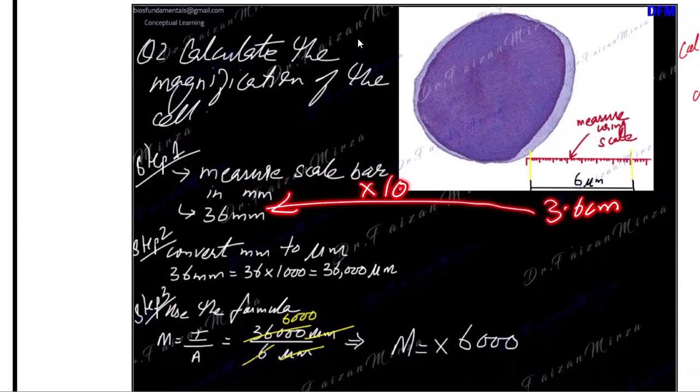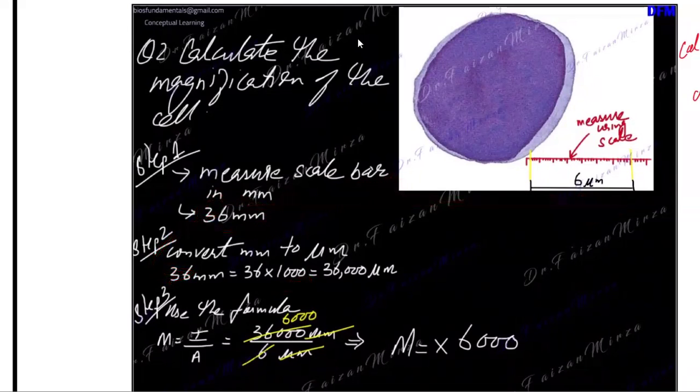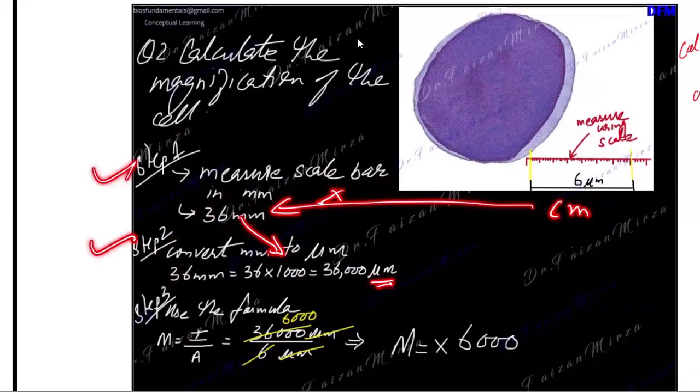Now for step 2, I'll do the same thing. Sorry, I'll multiply by 1000 to convert it into micrometer. So converting from centimeter to micrometer, you have to multiply it by 10,000. If this was centimeter, you multiply it by 10, you get the answer in millimeter. You multiply the answer by 1000, you get the answer in micrometer. So step 1 and step 2 are completed.